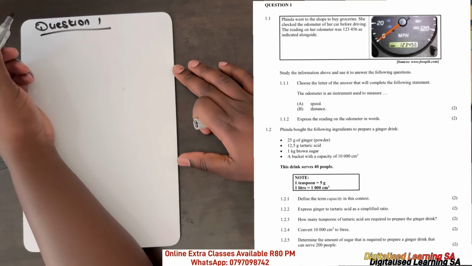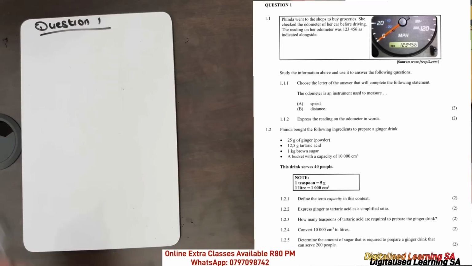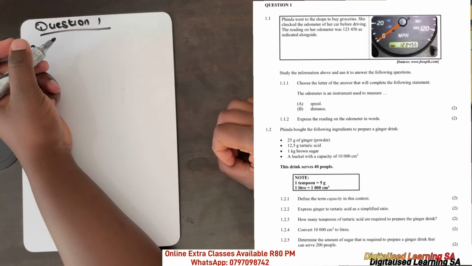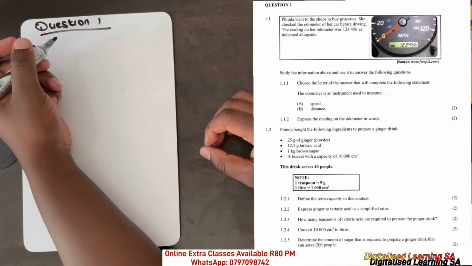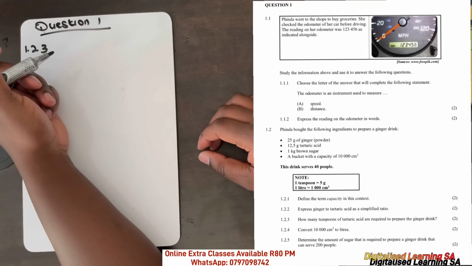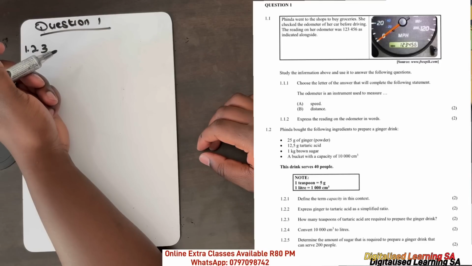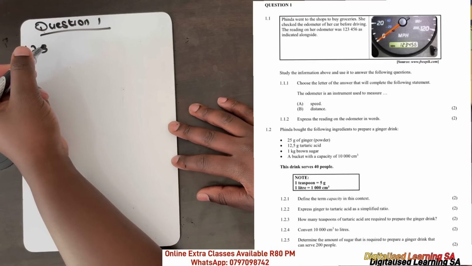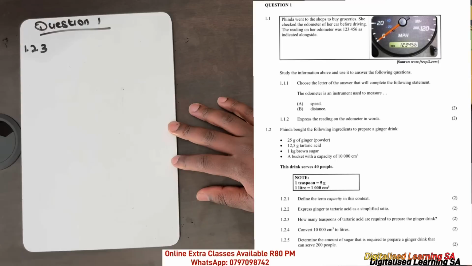Okay, so now let's move to the next question, which is question 1.2.3. Question 1.2.3 says, how many teaspoons of tartaric acid are required to prepare the ginger drink? So we know that 1 teaspoon is equal to 5 grams, meaning that if we have 25 grams of ginger, we can just easily come and, no, let's read the question again.